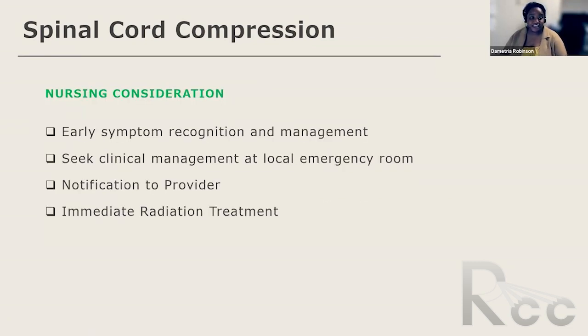So your consideration, again, recognize the symptoms earlier, because that leads to better outcomes, better management. Because what's going to happen is they're going to get them in. We're going to deliver that radiation treatment. They'll go to the emergency room. We notify the provider, and then they're going to get immediate radiation, because we're trying to prevent any further damage to the spinal cord, and we're trying to improve the nerve functions. And so that's why this is very important.